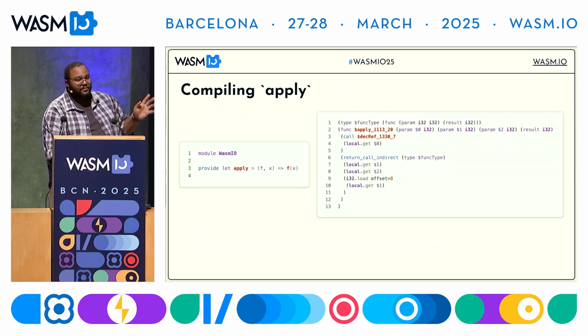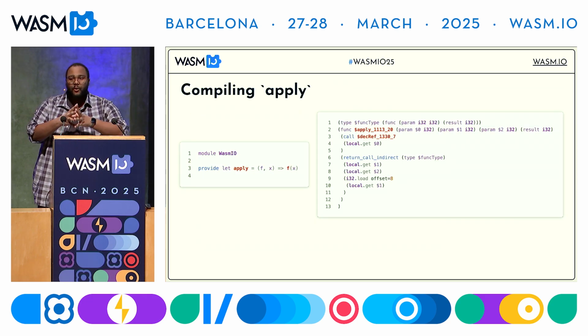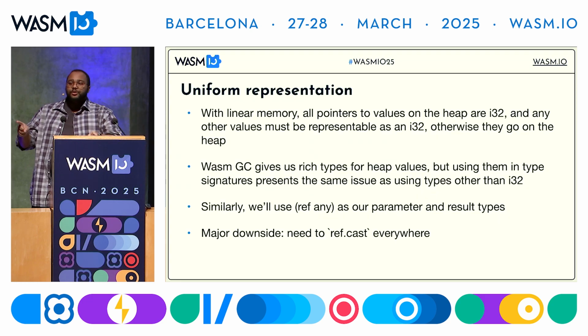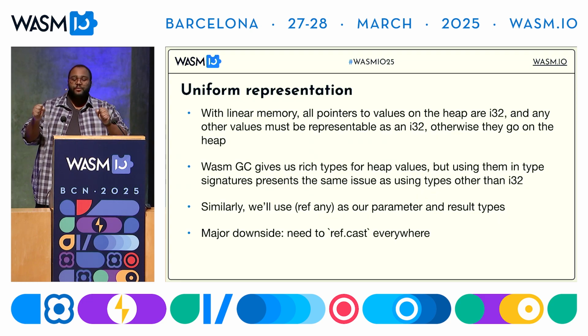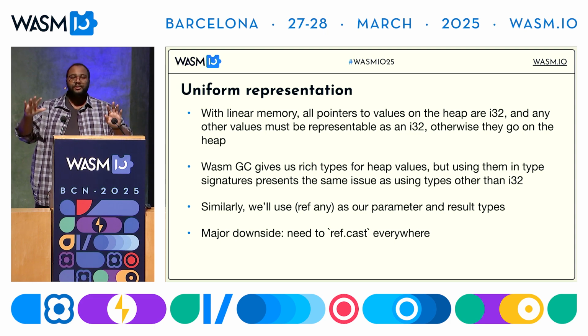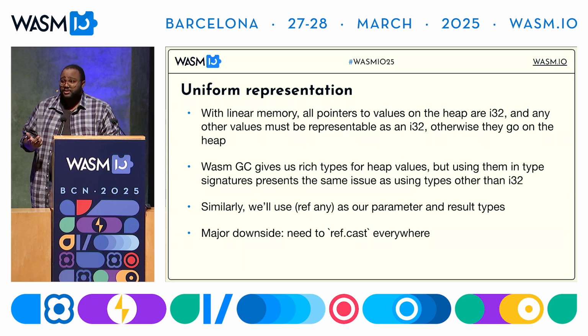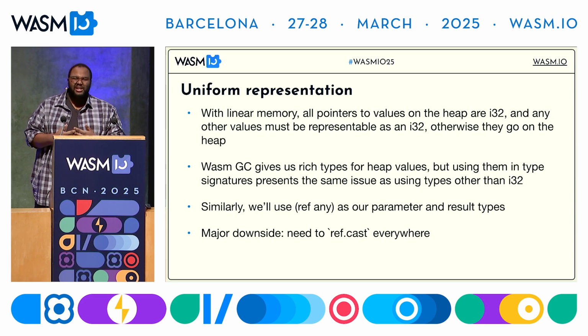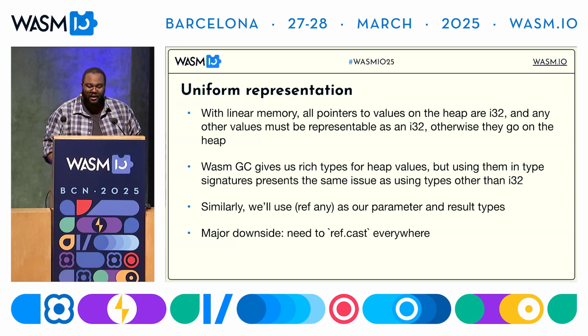What that means, though, is, I'll just hop to the next slide here, we need a uniform representation. With linear memory, all pointers to values are I32s, so that's easy. Any other value, maybe a character or a small number, we need to make sure that's also representable as an I32, because we need every single parameter type and result type to be an I32. That's the only way we can get the Wasm types to work out at that level.